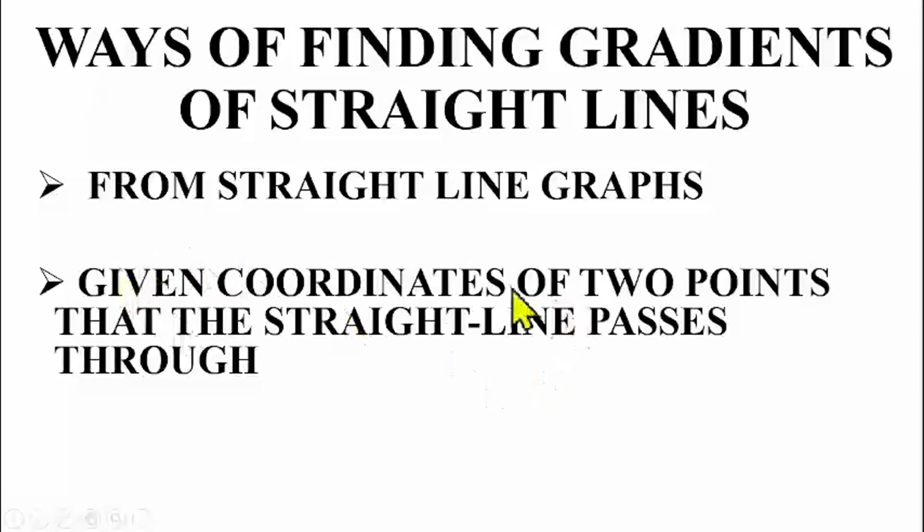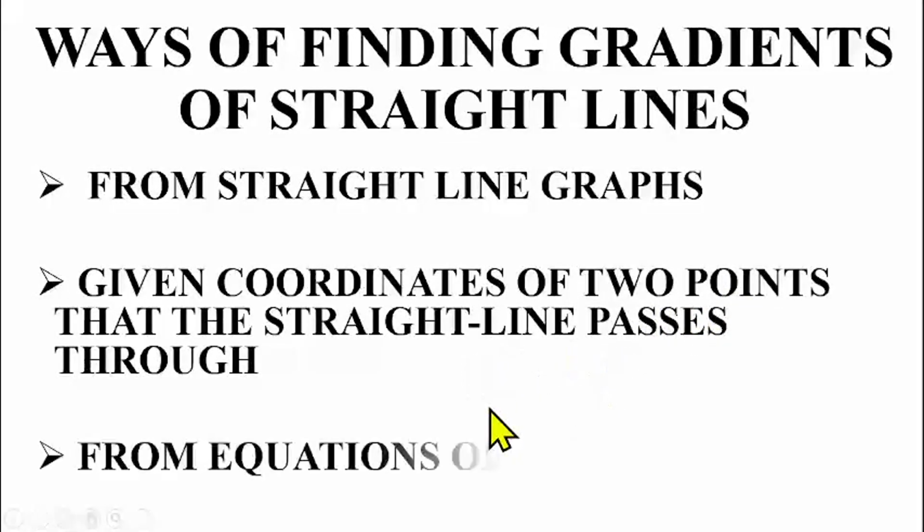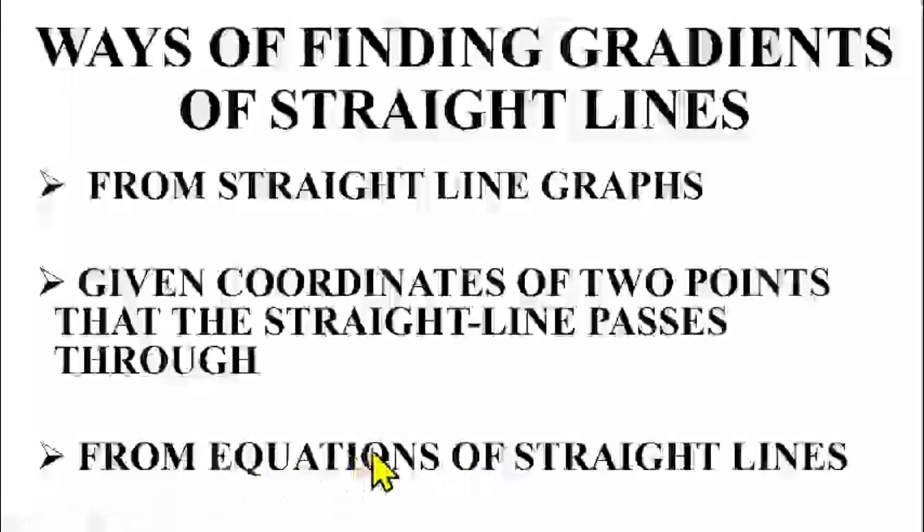That is to say, we can still find the gradient of a straight line given 2 points, that is, given the coordinates of 2 points that the straight line passes through. And also we can find the gradient of a straight line from the equation that represents the straight line. So these are the three ways in which you can find the gradient of straight lines.